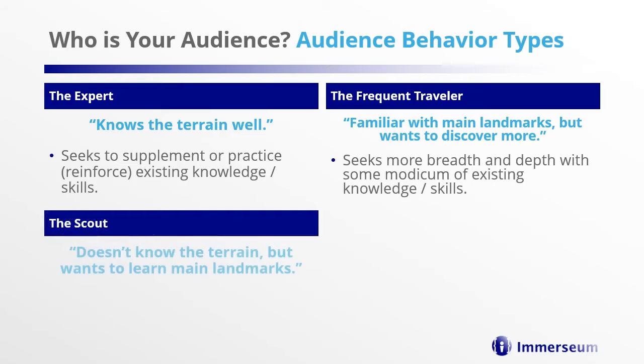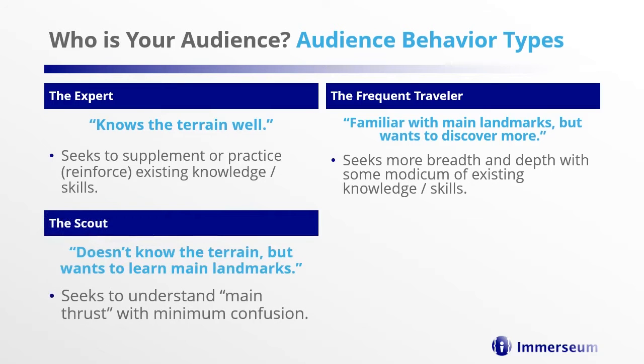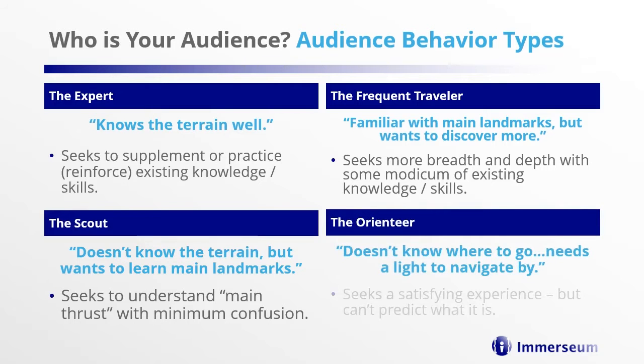You have the scout, who basically doesn't know the terrain, but they want to figure out the big picture. They want to find the main landmarks. What are the flagship exhibits in this museum? Or what are the flagship key points in this VR experience? And finally, you've got the orienteer, who basically doesn't know where they're going. In some cases you may think of them as being kind of lost and at the will of the designer to be guided to an experience that is going to satisfy them.